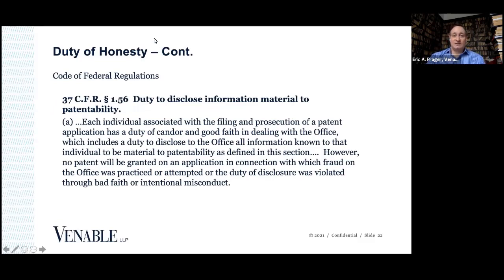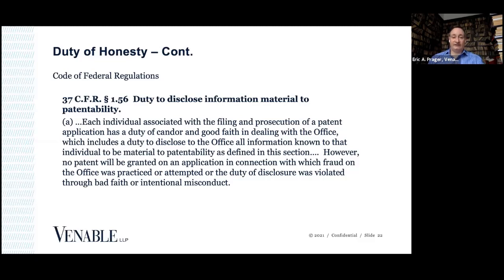Continuing with respect to the duty of honesty, patent lawyers and patent agents will know that there's a patent bar exam. You get admitted to the patent bar, and attorneys and agents who are admitted to the patent bar are also bound by 37 CFR section 1.56, or as the patent lawyers call it, Rule 56.